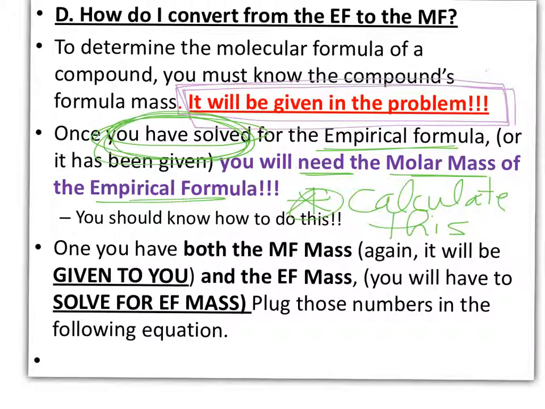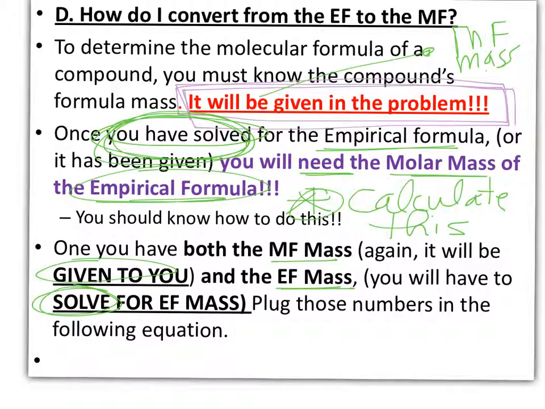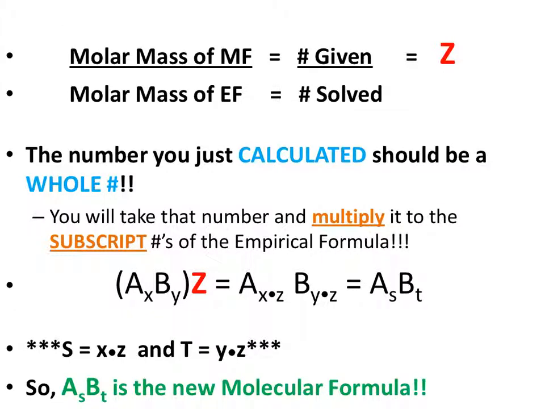So number one, the given in the problem is the molecular formula's mass. Okay, and then you have to solve for the empirical formula mass. Once you have both, the mass of the MF, which is the molecular formula, again, it will be given to you, and the mass of the empirical that you have to solve for, you're going to plug these numbers into the following equation. So it is the molar mass of the MF over the molar mass of the EF. And again, another easier, simpler way to say it is just the number that they gave you divided by the number that is solved. This should be a whole number.